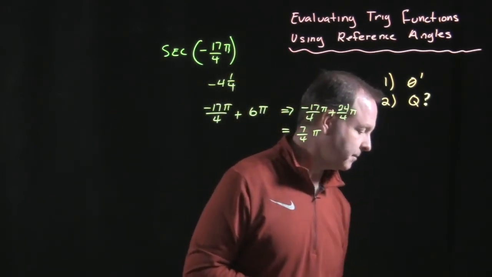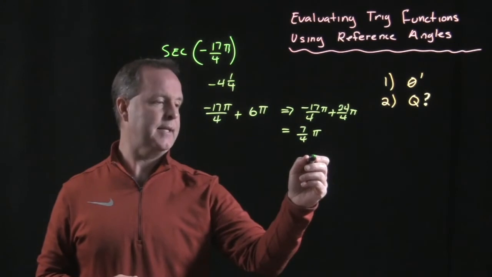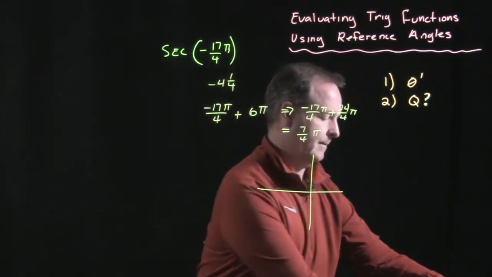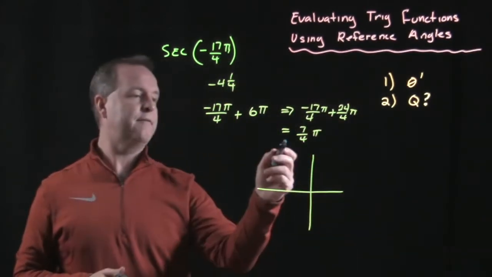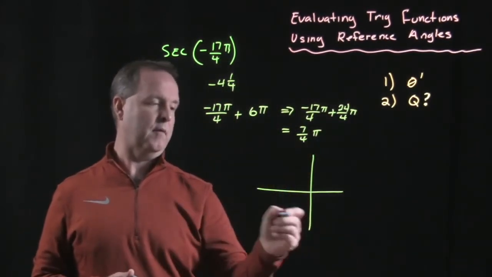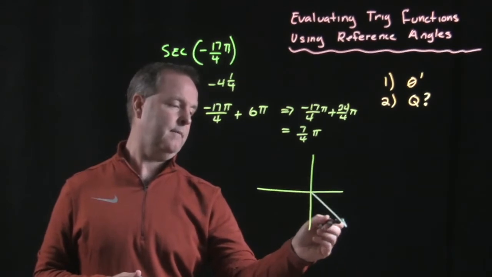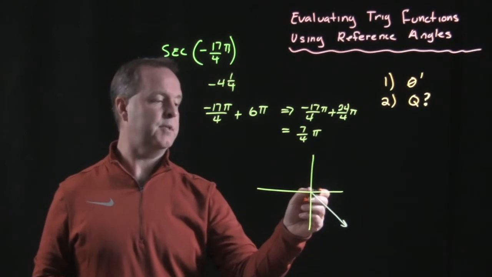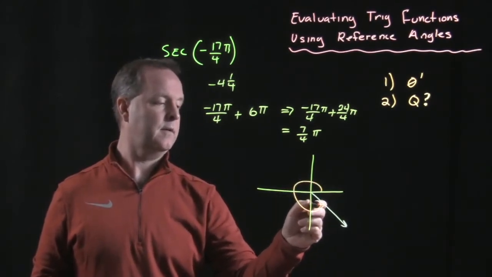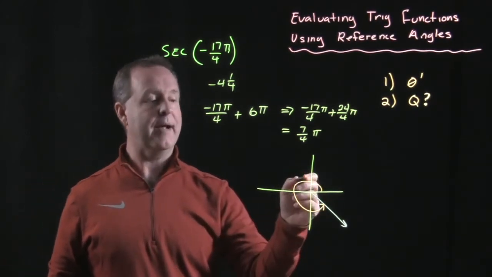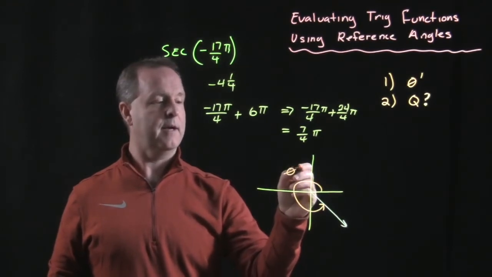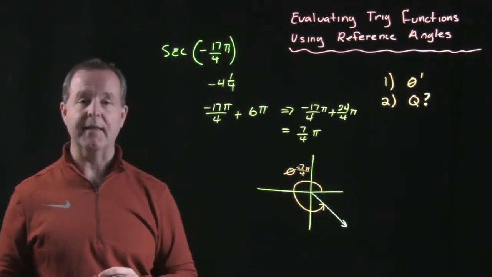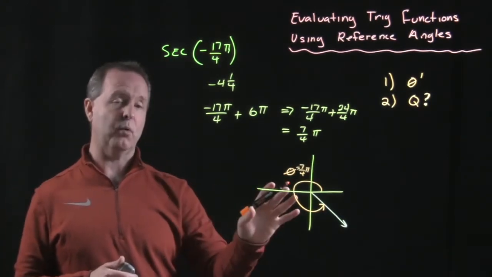So let's figure out where that is, because I like to draw pictures anytime that we can. 7/4 pi is almost 8/4 pi. It's right there. That's the angle, as we measure it from the standard position all the way around. So there's my initial theta of 7/4 pi. All right, that was all my pre-work to get to this particular point.